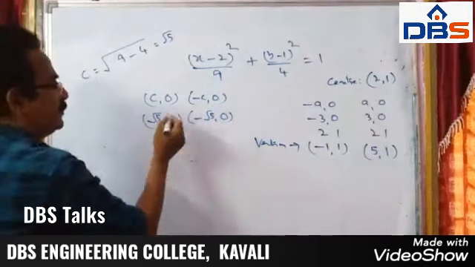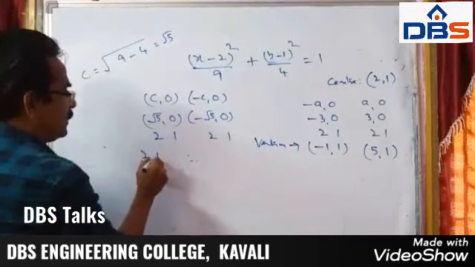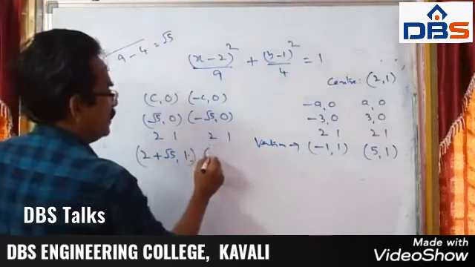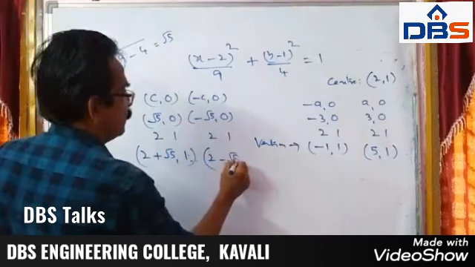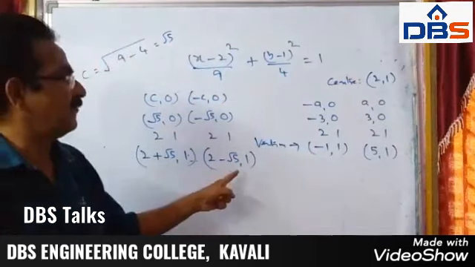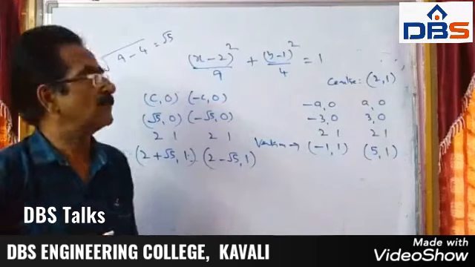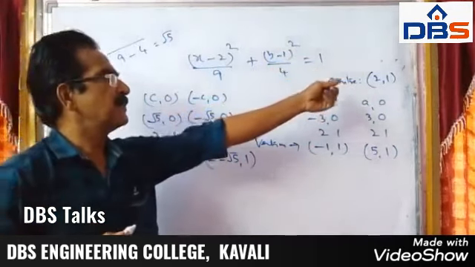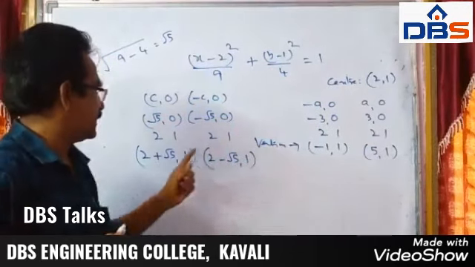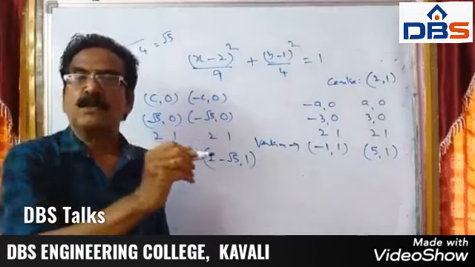We have to add the center (2, 1) to this. So (2 plus root 5, 1) is one focus. (2 minus root 5, 1) is another focus. These are the coordinates of foci. Most of the times you will be asked, center not asked, vertices and foci. And co-vertices.